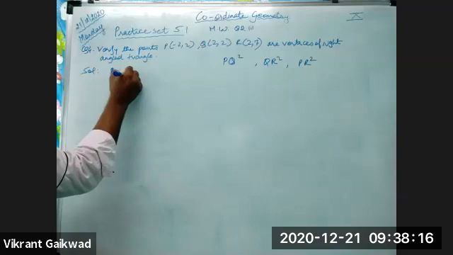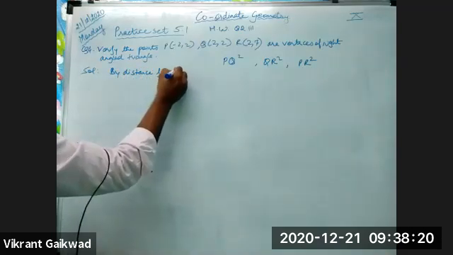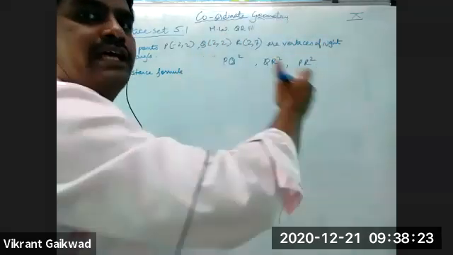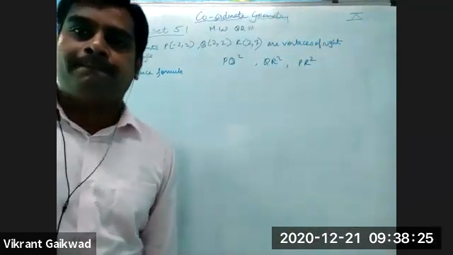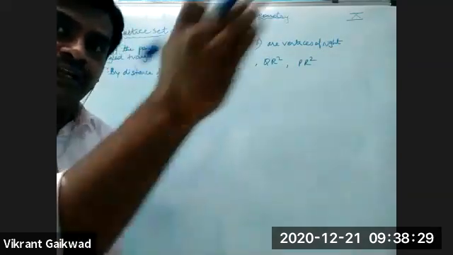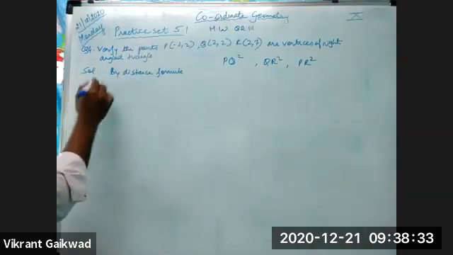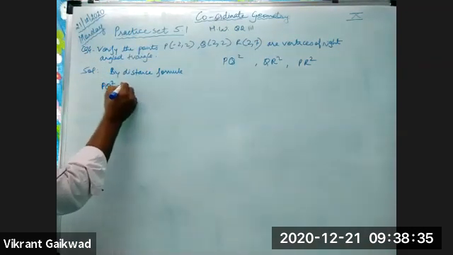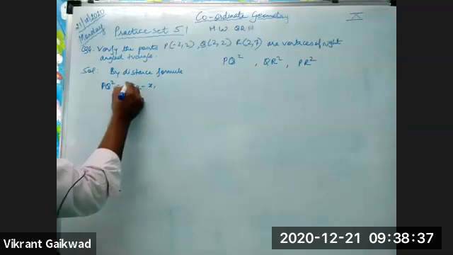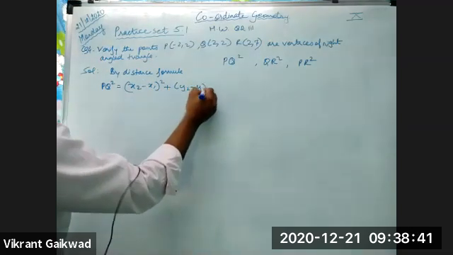So by distance formula, again the same thing, check. We are finding the squares of those distances. We're going to find the squares of those sides. So the root sign, which is there in the distance formula, we are not going to take that. So what happens here is PQ square is x2 minus x1 the whole square plus y2 minus y1 the whole square.